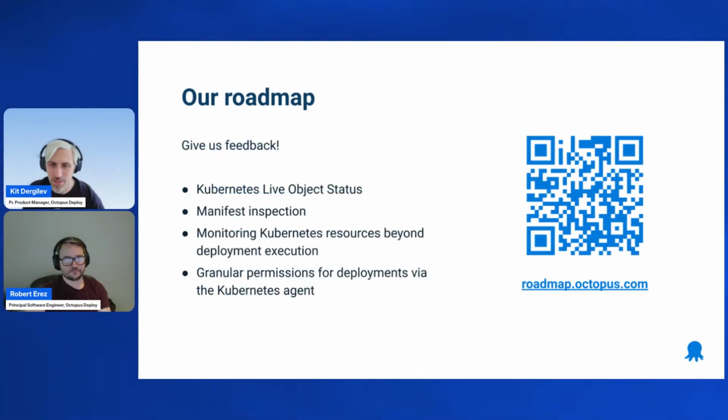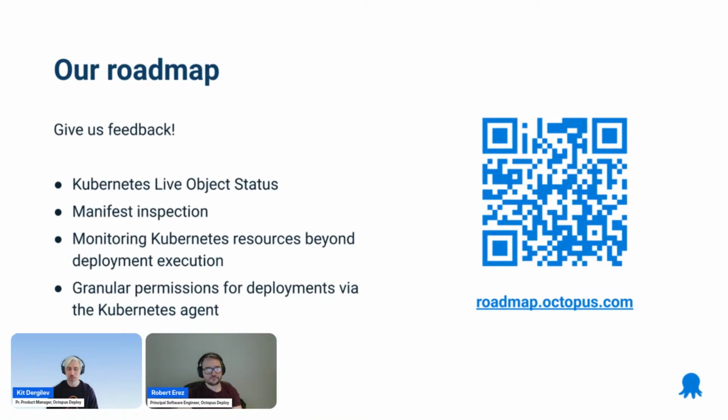How can you help us, if you want to help us? What we just discussed is not the end of our roadmap for Kubernetes. We're actually working on way more. Some of these are coming later this year, others will come next year, and a few more we're considering. What we're working on now is platform object status, so you can observe what's going on in the cluster in real time, not just during the deployment time.